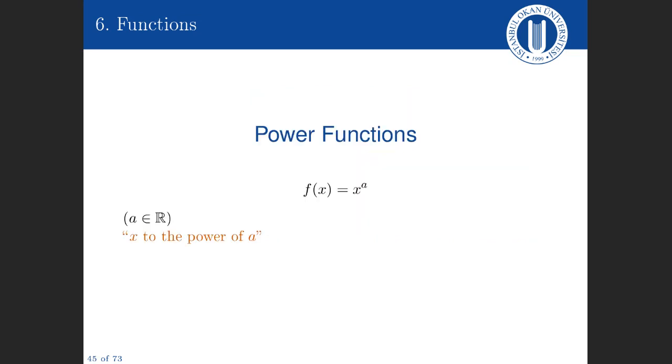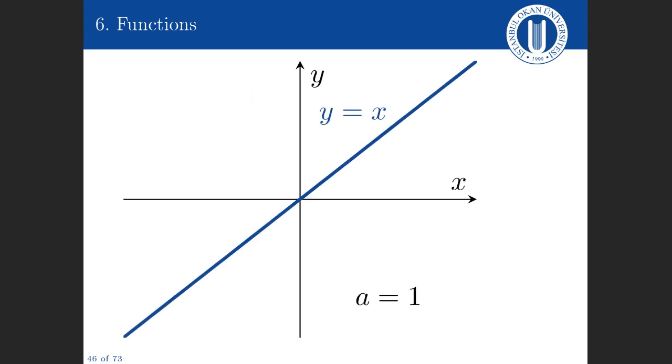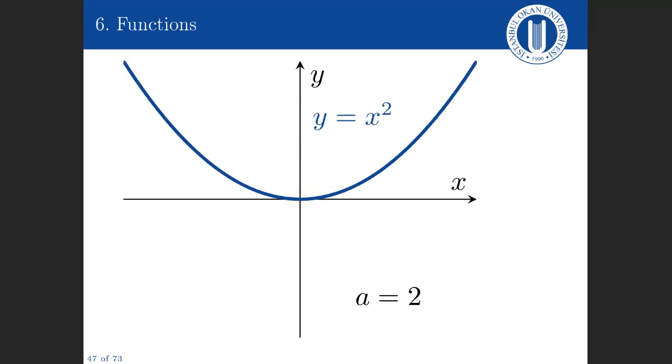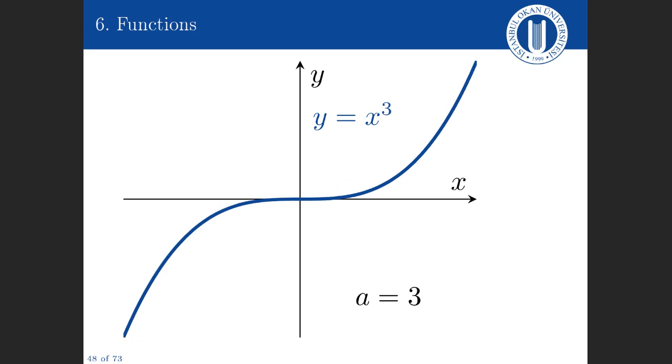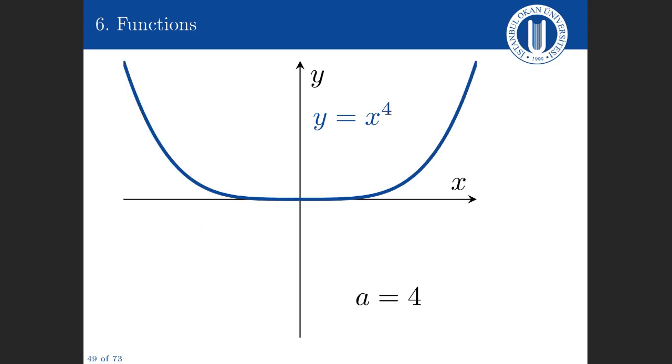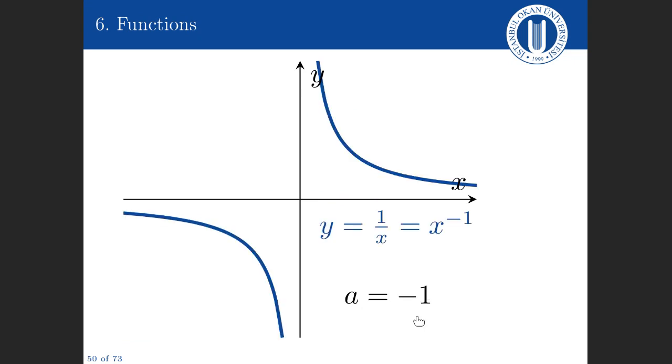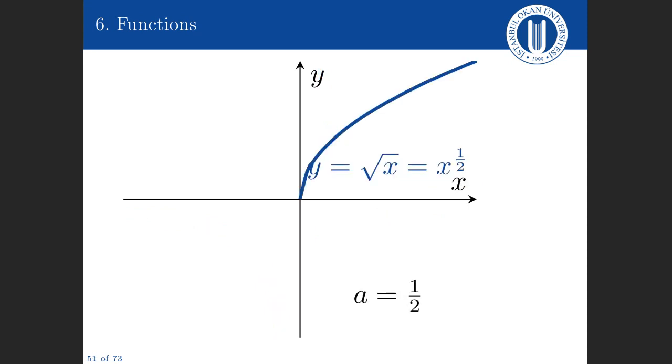The power functions are f of x equal to x to the power a, where a is a real number. For example, if a is 1, we have a linear function. If a is 2, we have y is equal to x squared. We have y is equal to x cubed, y is equal to x to the power 4, etc. We could also look at negative numbers, because x to the power minus 1 means 1 divided by x. Or we might have 1 over x squared, or x to the power minus 2, etc.